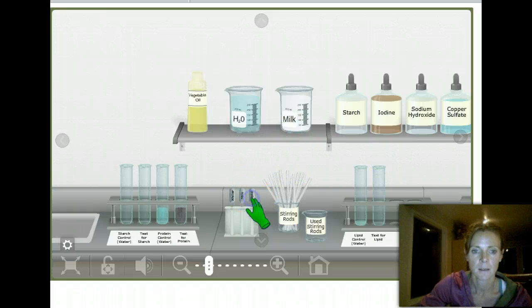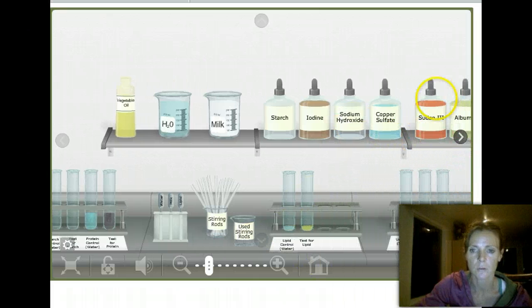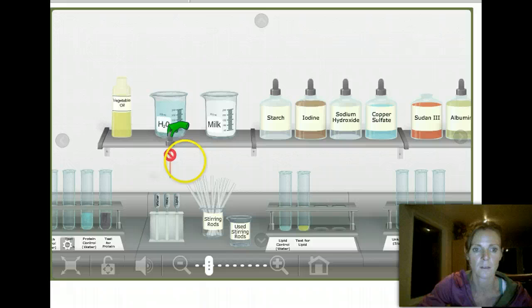Okay. And let's do our lipids, because we know that vegetable oil contains fat, right? So let's put that in our control for the positive test. Now remember, we use Sudan 3 to test for lipids. So let's put some in there.